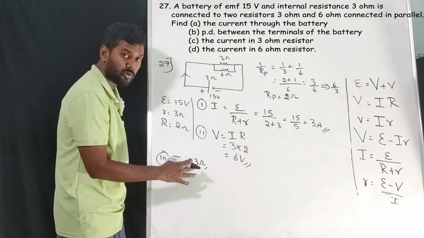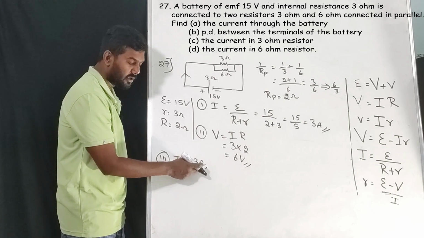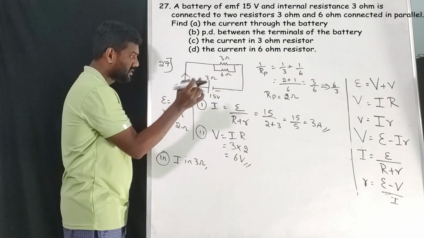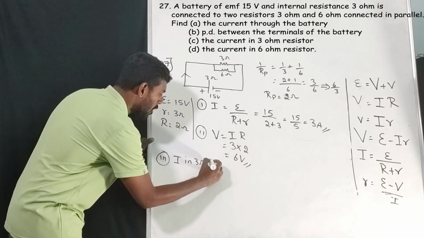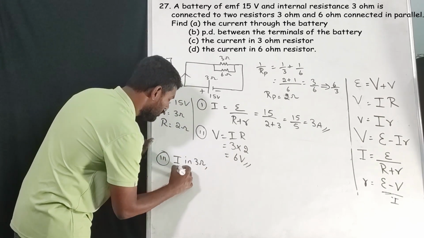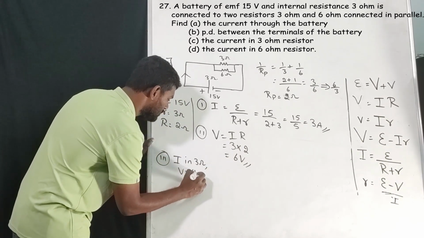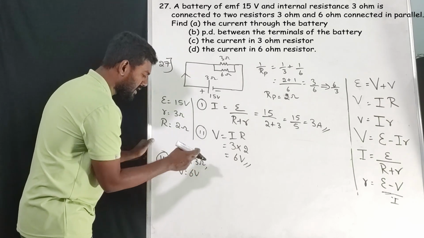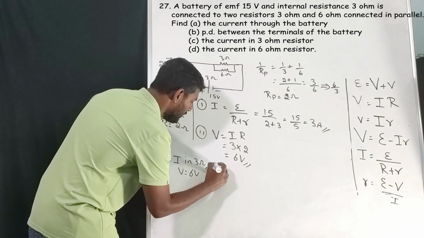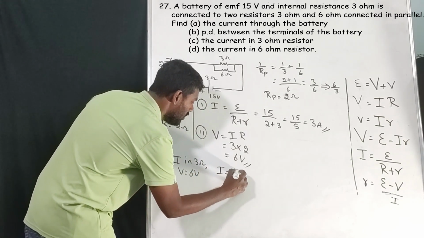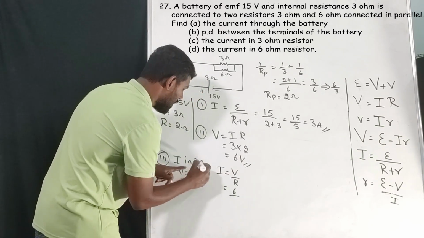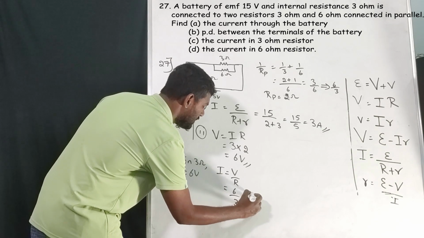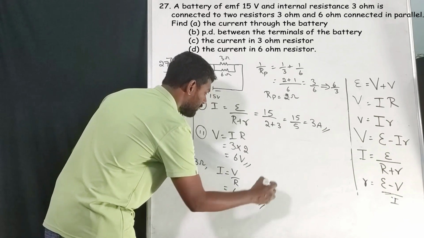See, I told you, whenever you find current in each of the resistors, you should not use the EMF value. You should use the terminal voltage value, that is nothing but 6 volts, correct? Now we have resistance and voltage value. Current I will be equal to V by R. V is 6 volts, R is 3, so that is 2 amperes.